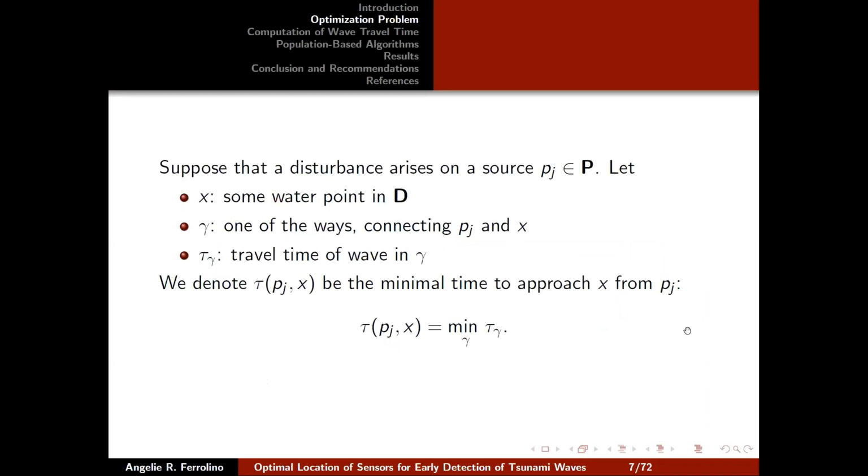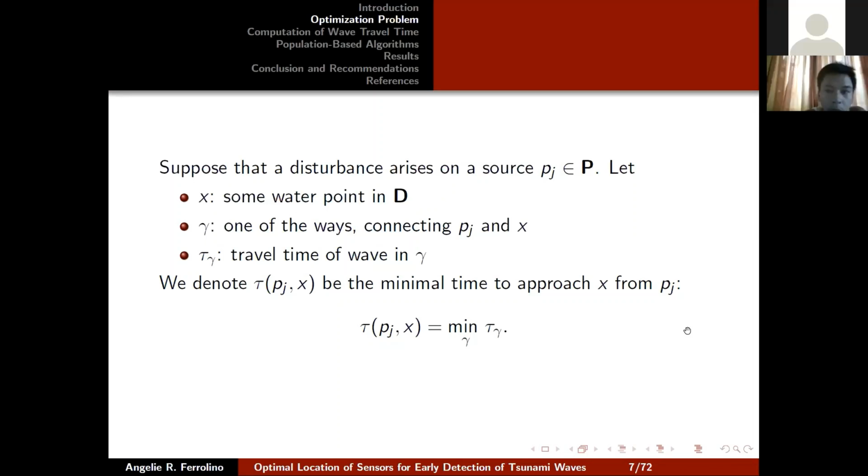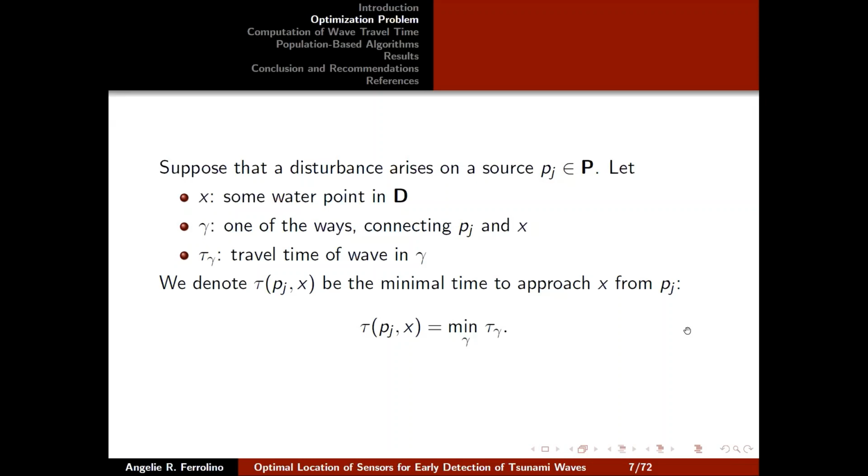Now, suppose that some disturbance arises on a source PJ in P. This disturbance will propagate over water at a certain speed. Now, we let X be some water point in D. So what we are interested in is finding the minimal time it takes for the disturbance from source PJ to reach X. So we let gamma be one of the ways connecting PJ and X, and tau of gamma be its travel time. We denote tau PJ of X be the minimal time it takes to approach X from PJ, and it is given by this equation here.